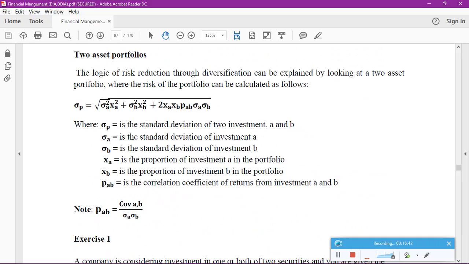If you have 3 investments, how do you increase? A, B, and what? C. If you have 4 investments, A, B, C, D. So you're getting longer. Let's write down the formula first for the portfolio.